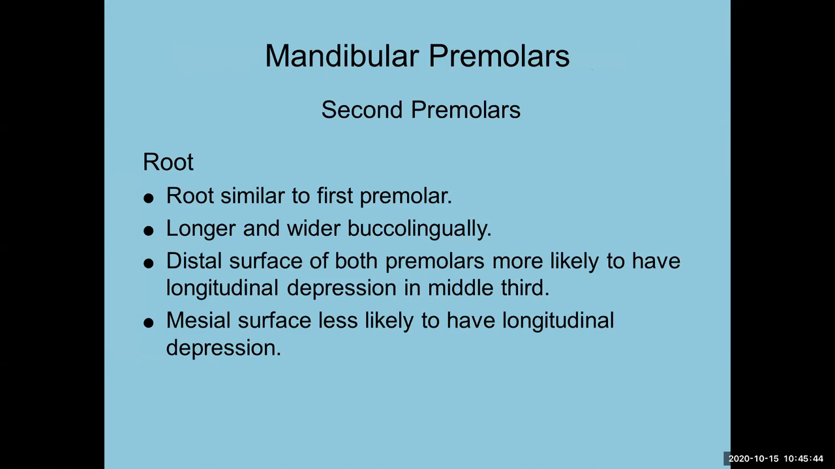For the second premolars, for the roots, it's similar to the first premolar, larger, wider buccolingually. The distal surface of both premolars is more likely to have a longitudinal depression in the middle third; the mesial surface is less likely to have a longitudinal depression. Now, this goes along with what we learned in the characteristics of roots. If there's going to be a root depression, it's usually more prominent on the distal than it is on the mesial. That's what it said in the beginning of the book. All this is saying is that this is going along with the norm.